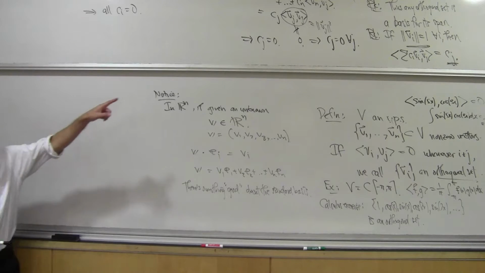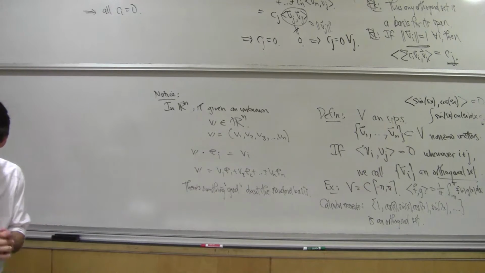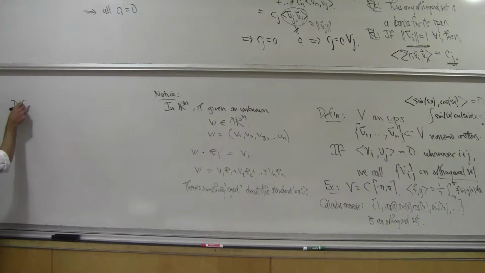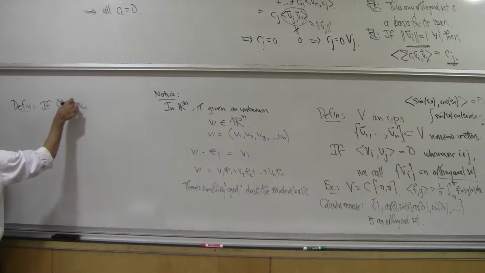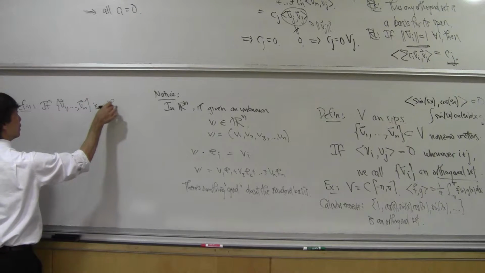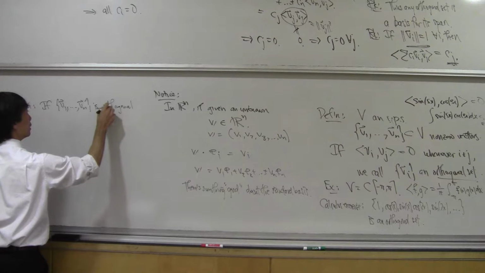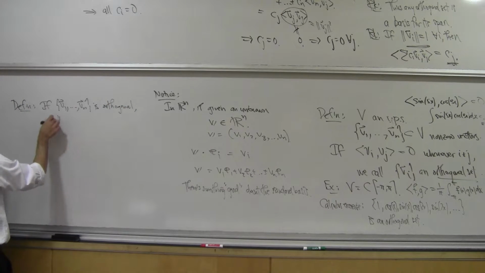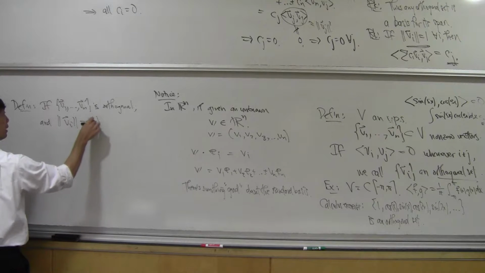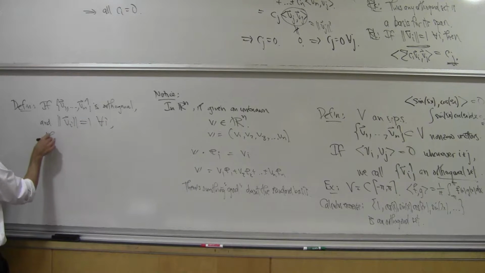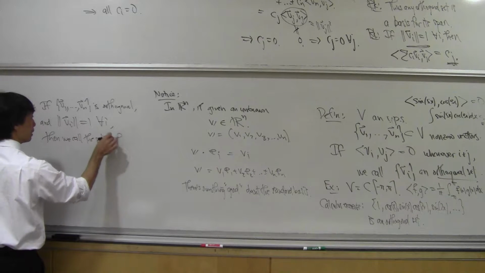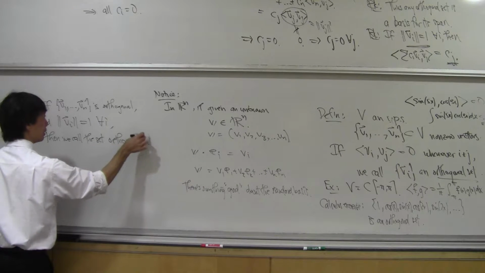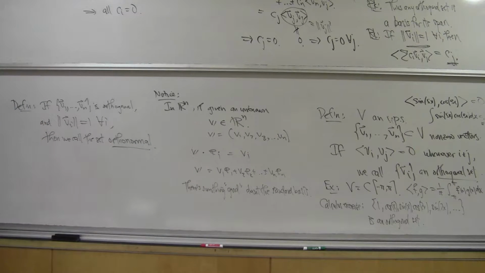This last remark leads us to the following definition. If V1 to Vn is orthogonal, and the norms are all equal to 1, then we call the set orthonormal. Orthonormal just means orthogonal, and everybody is of norm 1.